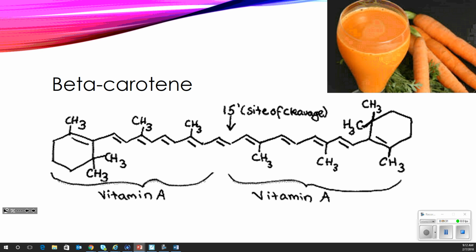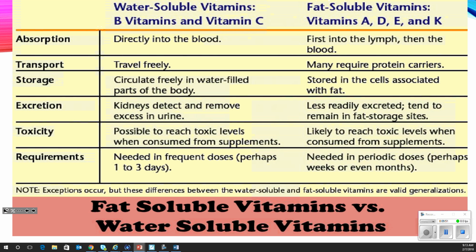A lot of people say beta-carotene or eating carrots will help you with your sight. And the reason is if you cleave beta-carotene in the middle at site 15, you actually get 2 vitamin A molecules. And that's why they say it's good for your eyes, because you can get twice as much vitamin A out of a beta-carotene.